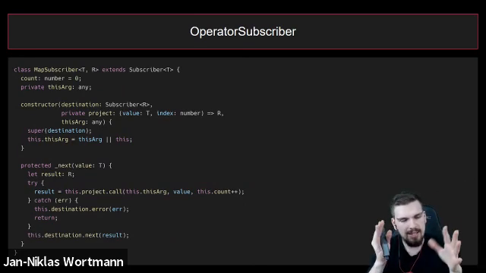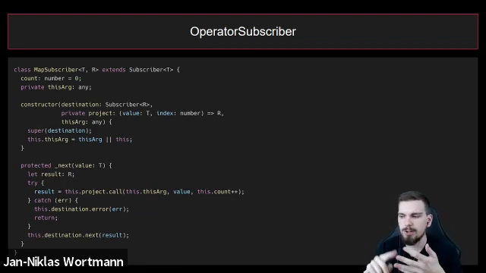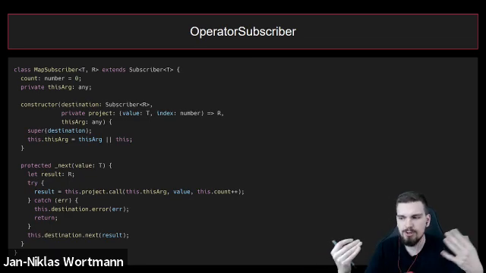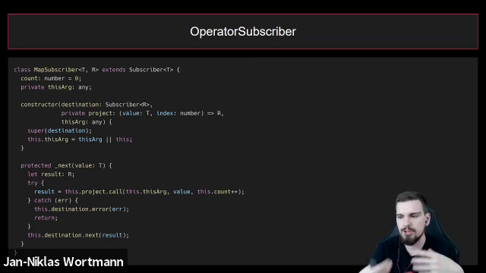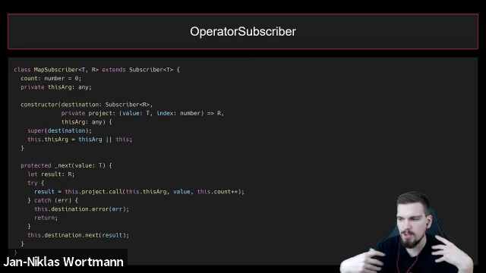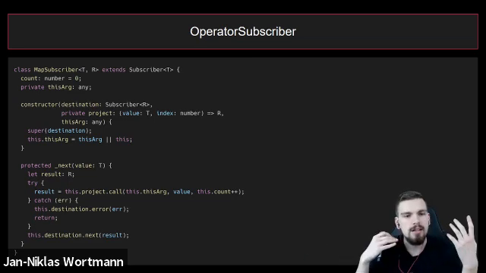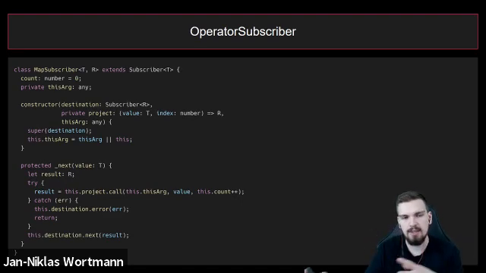That subscriber class just ensures that next, error, and complete are at least passed through. That's what I said before. If you have a plain operator that does nothing, you still need to ensure that the emissions are passed through. Otherwise, if you did not pass through complete, for example, your observable would never complete anymore, and you would wonder what is happening here. This is ensured by extending the subscriber class.